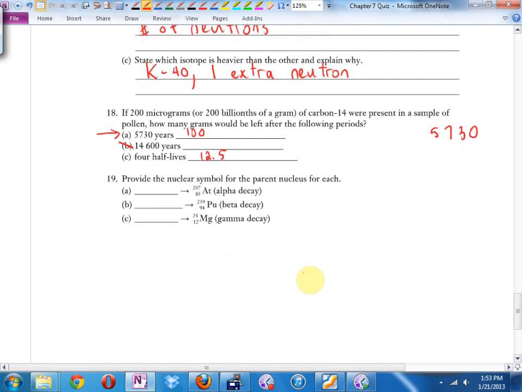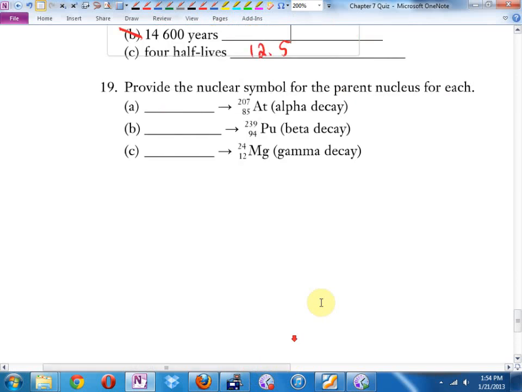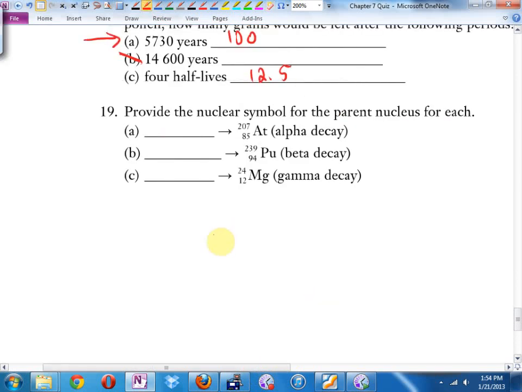Last 3. Provide the nuclear symbol for the parent nucleus for each one. Okay. If we end up with AT and it's alpha decay, what did we start out with? Well, here's what we're saying. We ended up with 207, 85 AT, and we ended up with an alpha particle.